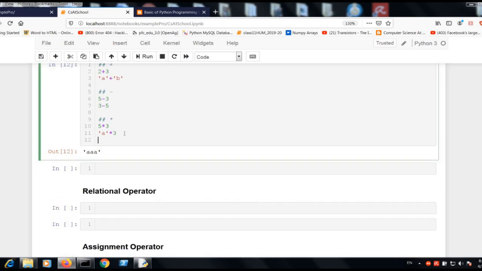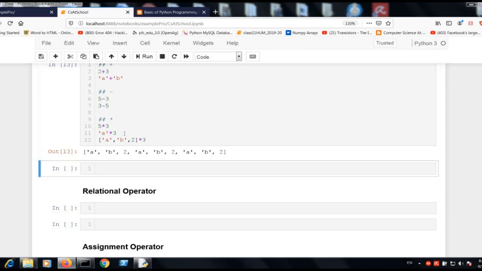Now, if I try and do it with a list, so we have not covered list yet, but we'll see it. A list is again a collection of elements. So A, B, and maybe I'll put 2 in it, right? So a list is a heterogeneous collection. So again, if I multiply it with 3, let's see what happens.